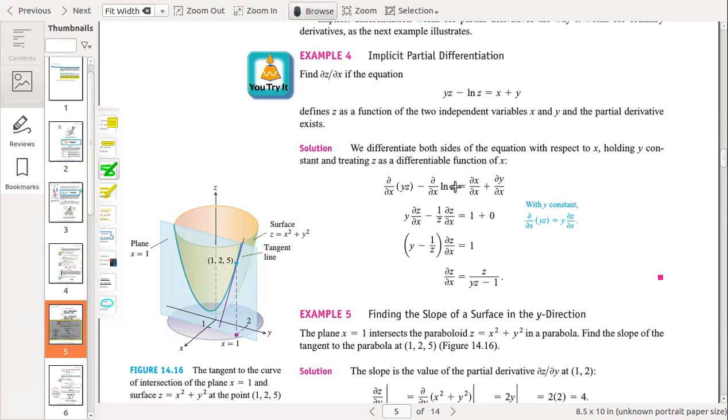Partial x over partial x is 1, plus 0 for the y term, and y is as it is because y is considered a constant. So partial z over partial x minus the partial derivative of ln z, which is 1 over z times partial z over partial x. By simplifying we get partial z over partial x equal to z over yz minus 1.